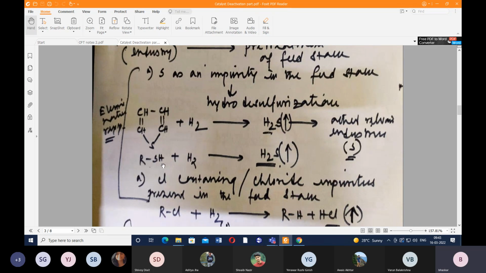So this was thiophene, and next I'll talk about another compound. This is also very much available in the feedstock from various industries. So this is RSH. RSH means alkyl mercaptan. RSH interacts with hydrogen producing H2S.